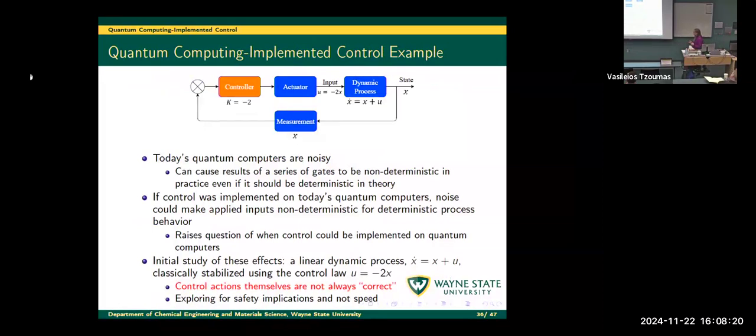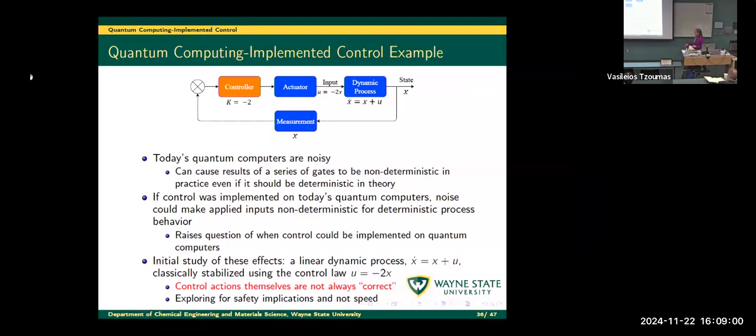Now I'm going to highlight some of our results in looking at quantum computing being used for implementing control, and some of the preliminary work we've done so far and what we found. The problem we're going to talk about is that quantum computers are noisy today. This means the results of a series of gates might be non-deterministic in practice, even if they should be deterministic in theory. So if control was implemented on today's quantum computers, I might expect to apply a certain input to my system, but I'm applying a different one. This raises the question of when could control be implemented on a quantum computer? Is this going to be completely destructive to safety?